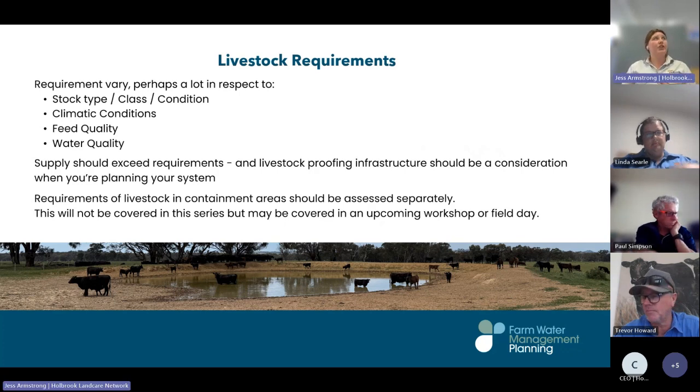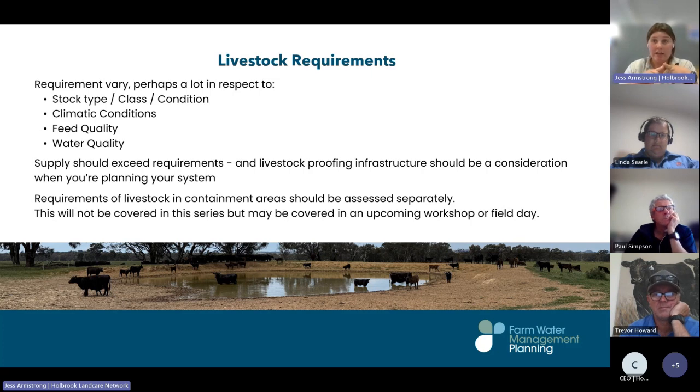So we'll get into the first part, being 1A, which is livestock requirements. Our livestock requirements will obviously vary a lot depending on the stock type, their class and condition. A lactating cow is going to consume a lot more water than a dry cow, and she's going to consume a lot more water than, say, a steer or a heifer. The same thing goes, of course, with your sheep, lambs, lactating animals, etc.